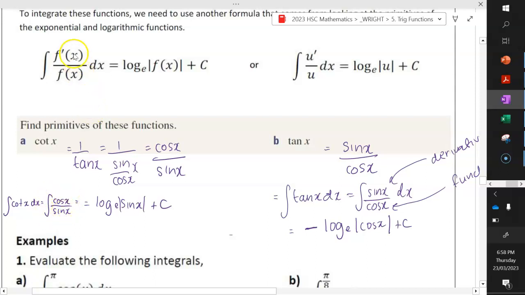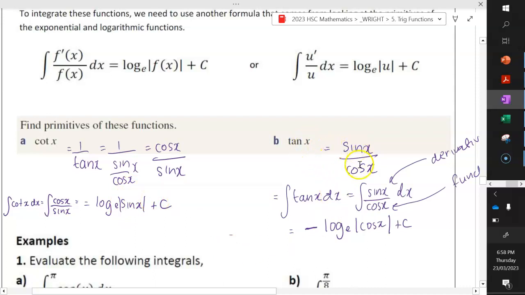So think back up here. When something's in the form, the derivative on the function, it's log of the absolute value of that function. So in this case, because we have this in the form derivative on the function, it's log base e of the absolute value of sine plus c. And the same thing's going to happen with our tan.